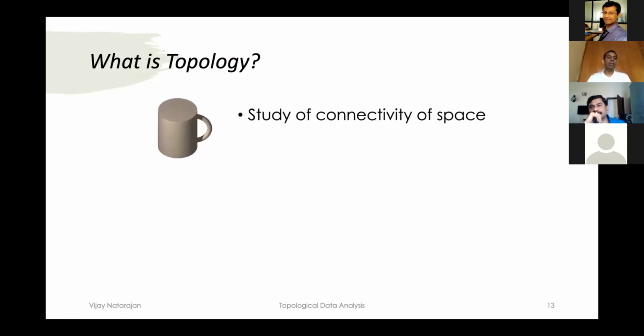Topology is essentially the study of how space is connected. We do not care so much about geometry. We care only about how spaces are connected. So let's use an example to understand this better.